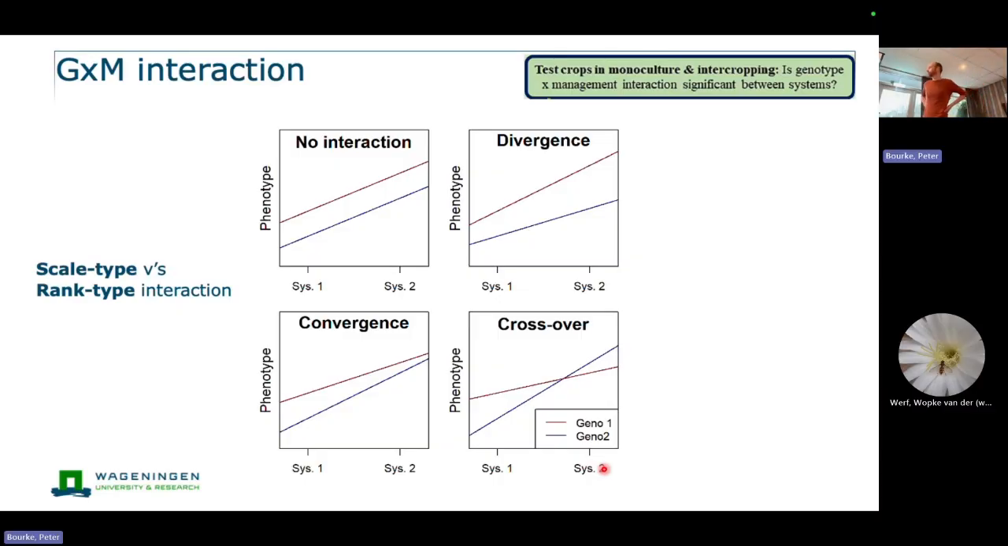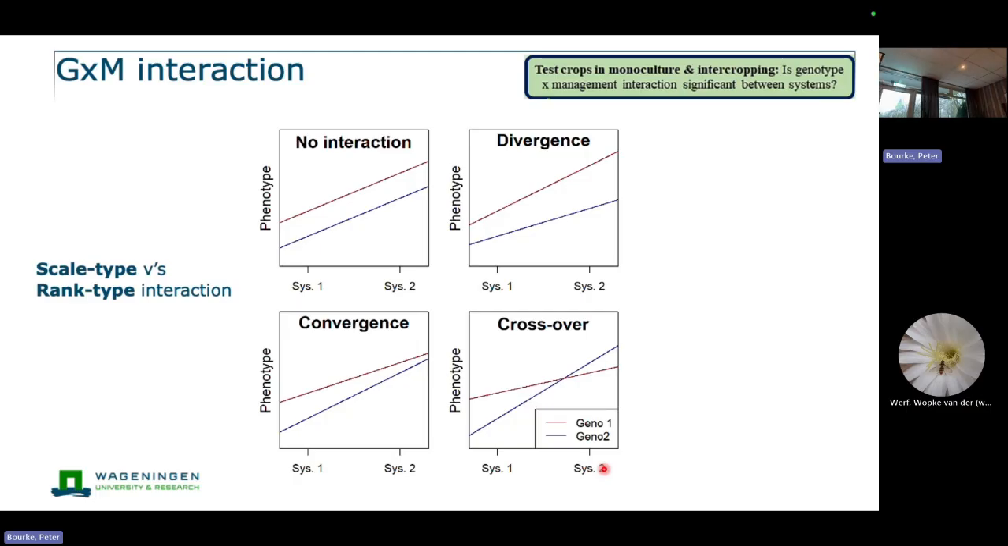It's a divergence and the convergence are scale type because the effect size changes, but the direction of the effect remains the same. But crossover would be rank type because there is a rank change. So under some conditions, system 1 is better than system 2, and in other conditions, it's the other way around. Yes, very good. So these are the scale type interactions on this diagonal, so convergence and divergence.